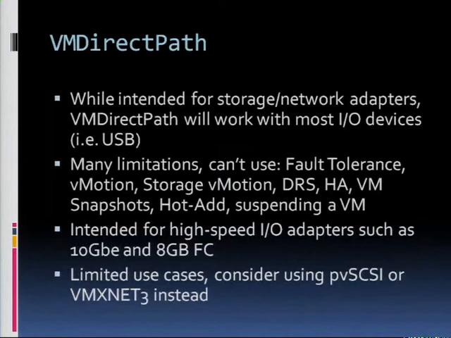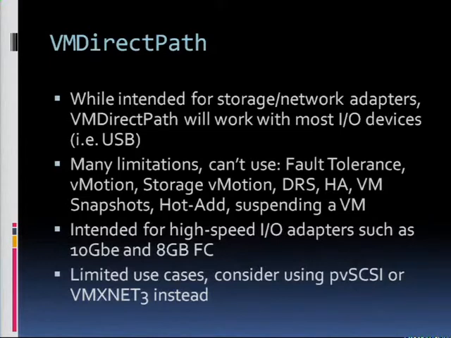VMDirectPath, while intended for storage and network adapters, will work with most I/O devices. Basically, when you go in there, it'll present a list of everything that it sees. You can use it with the other ones. VMware only recommends that you use it for the ones that are approved for use with it, but if you have USB devices or drives that you want to dedicate to a VM, you can go ahead and assign those.